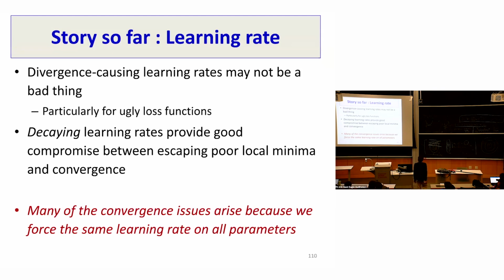So the story so far: we found that divergence-causing learning rates may not be a bad thing. For ugly loss functions, decaying learning rates provide a good compromise. But many of these convergence issues arise because we are forcing all components to have the same learning rate, the same step size. Can we modify this?